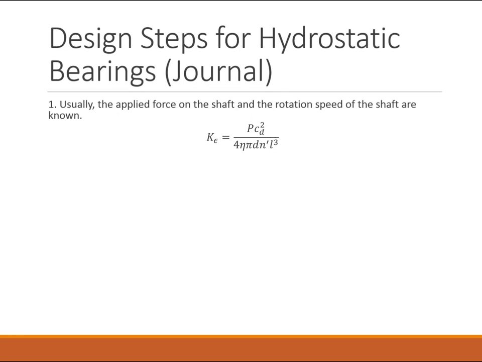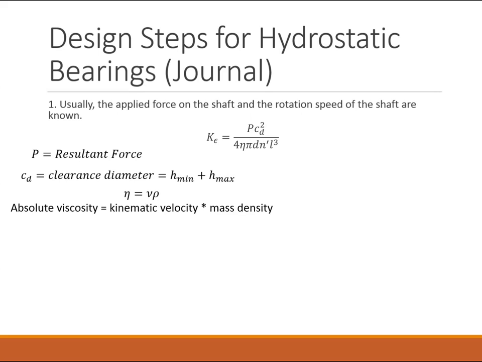So going back to the beginning, usually the applied force on the shaft and the rotational speed of the shaft are known. So the first thing we're going to do is define a dimensionless parameter. We'll call it K epsilon, and it is a function of P, which is the resultant force. That's something I know. The clearance diameter, that's the maximum amount of clearance. This is, again, something I know. The maximum clearance between the shaft and the housing.